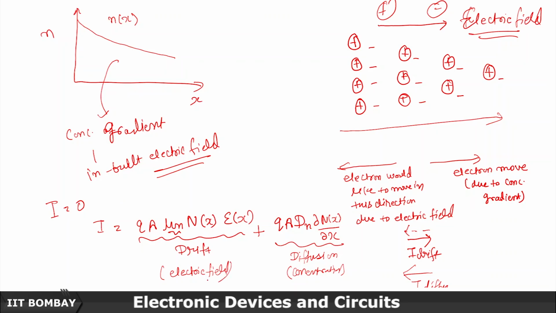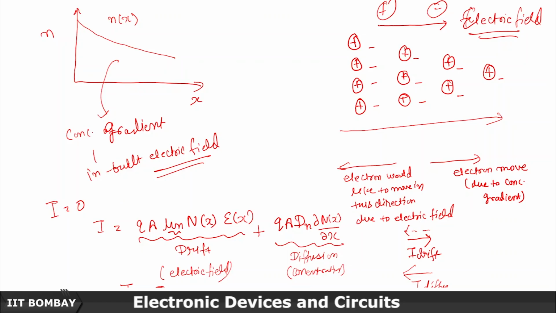No external field is there, just because there is a concentration gradient, electrons would like to move in this direction, but their donor ions would like to pull them back. This leads to the formation of an internal, inbuilt electric field, and an equilibrium is achieved between this drift and diffusion. And this current, as I said, should be equal to 0.